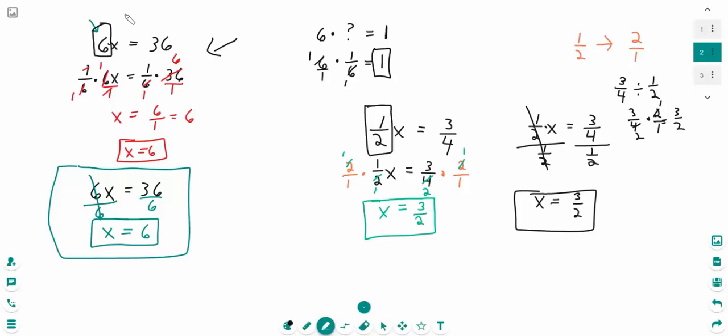So I think we'll just try a couple of problems here, and I want you to try to work these out on your own, and then we'll do it together and make sure that we understand how this works. So we'll start with an easy one. Let's start with 5x equals 20. Go ahead and pause the video and try to solve this on your own.